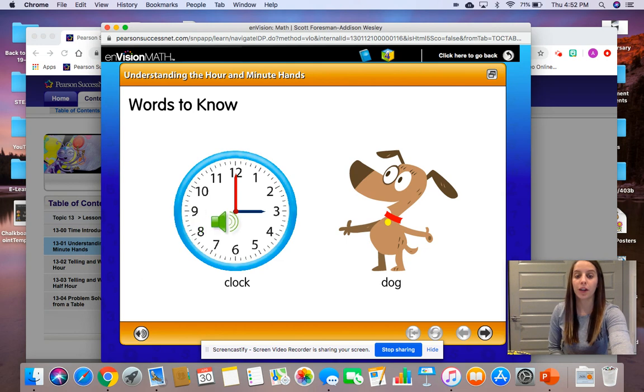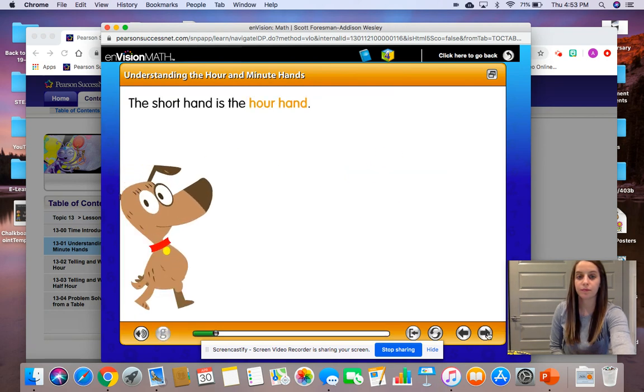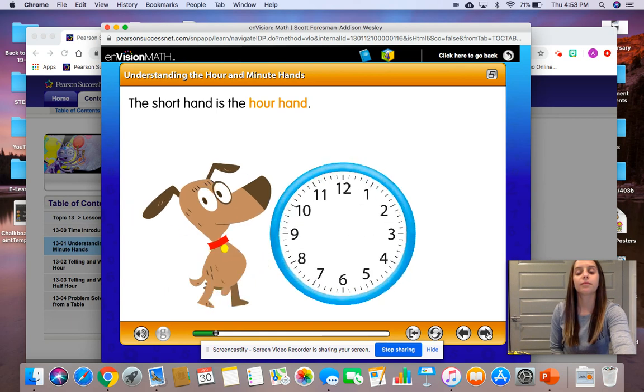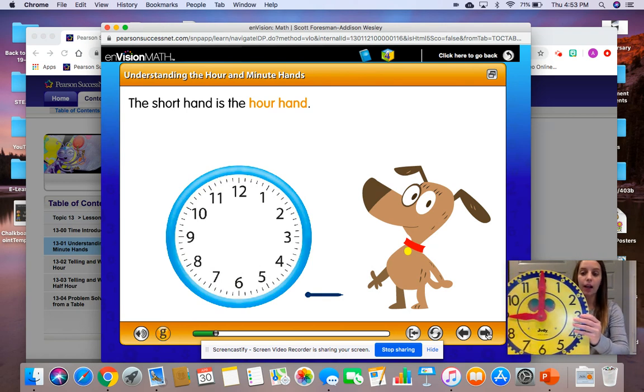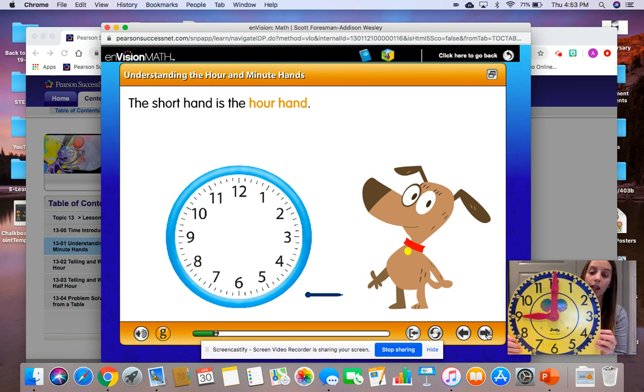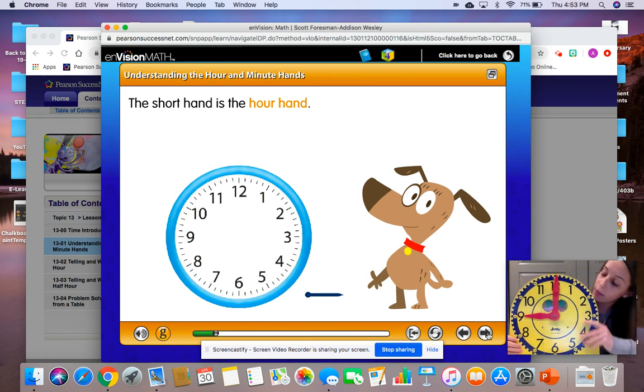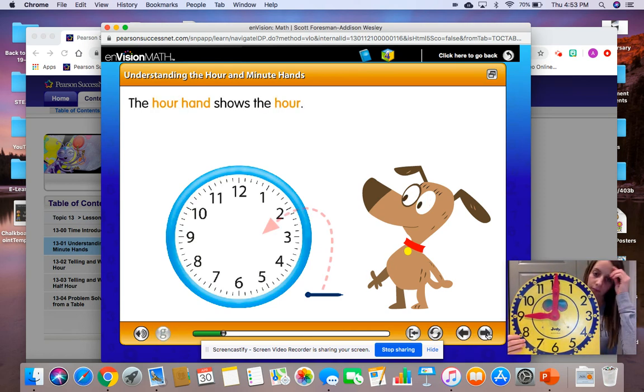All right, here's our words to know. Clock. Remember to repeat. The shorthand is the hour hand. All right, so when looking at a clock, and I have my big clock here to help us, when looking at a clock like we had in our classroom, there are two hands on the clock, and it is pointing out that the hour hand is going to be this shorthand that you see here that's pointing towards the 9. The hour hand shows the hour.